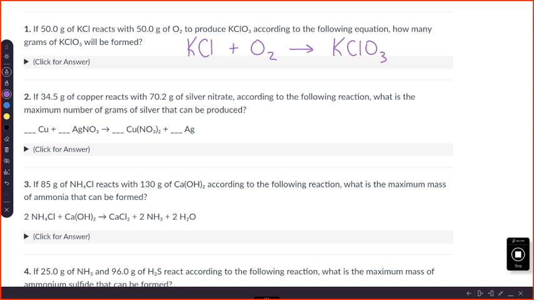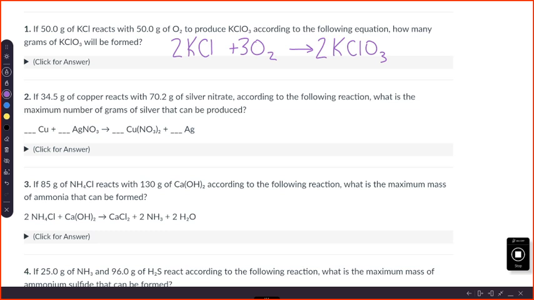I see there's 2 oxygens here on the left, so I'm going to need 3 and 3 on the right, so I'm going to need to take those both to 6. So I'll put a 3 here, put a 2 on the other side. That gives me 2 potassiums and 2 chlorines, so I'll have to put a 2 here to balance it. Now when we read this, let's make some notes.